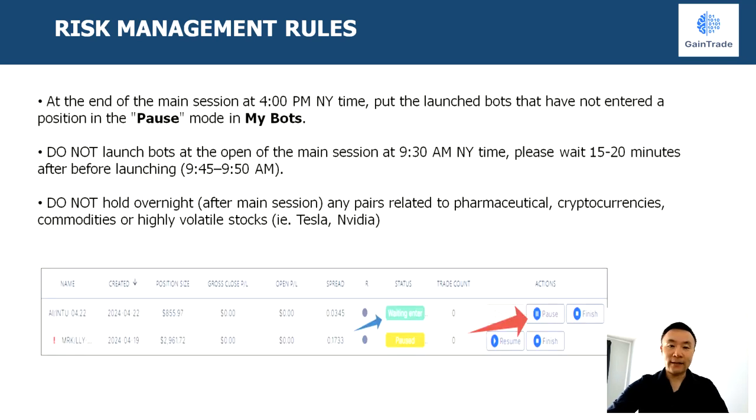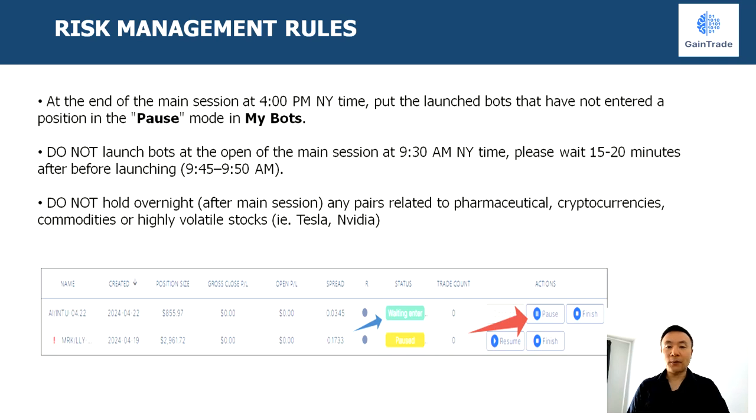Also, at the end of the main session at 4 p.m. New York time, put the launched bots that have not entered a position in pause mode in My Bots. This way you can reassess whether the bot is still valid for the next day.